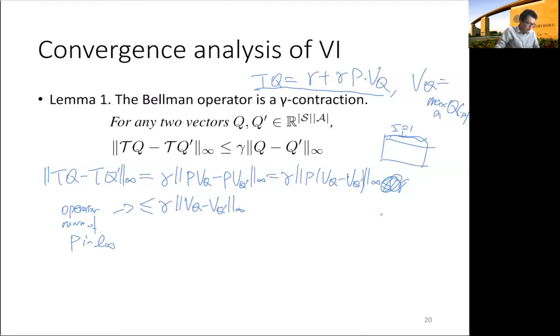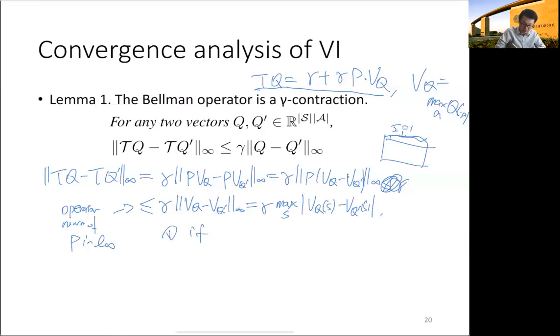Okay, so now, by applying the definition of L infinity norm, we get VQ of S minus VQ prime of S, right? This is just by the definition of L infinity norm. And now there's a slightly tricky part we need to discuss.